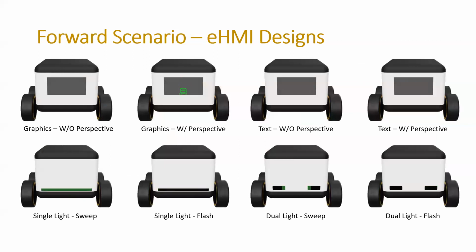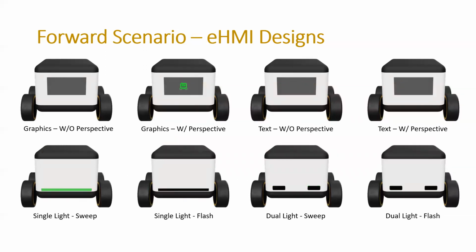The following are the designs created for a forward scenario where the robot moves forward in front of a pedestrian. The top row shows the various display-based designs created. The first two show the display-based design with graphical content. The first one shows an arrow which doesn't have any perspective of the robot. The second one shows an animation with a robot icon. The robot icon adds the perspective of the robot.